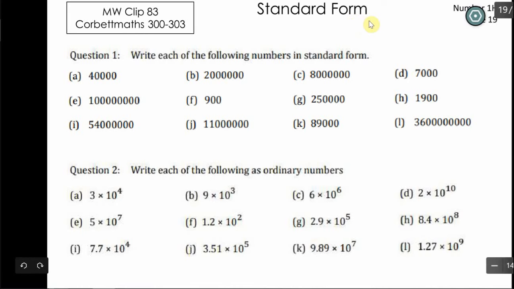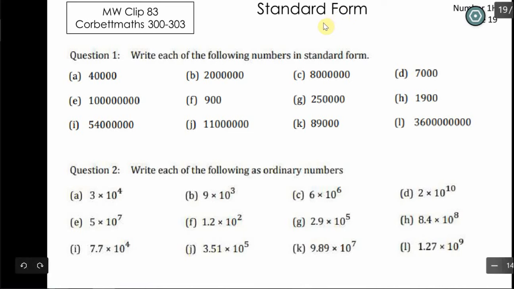Number 1H pack. Now, standard form is a method of writing very large or very small numbers. We need this because if we were dealing with something, for example, like massive distances from the Earth to the Sun or something in meters, that would be a lot of digits to type into a calculator if we needed to do any calculations on that. It would be very easy to miss out a 0 or something like that.